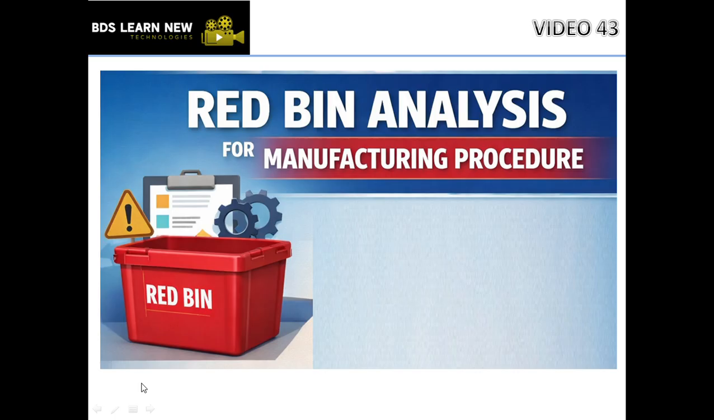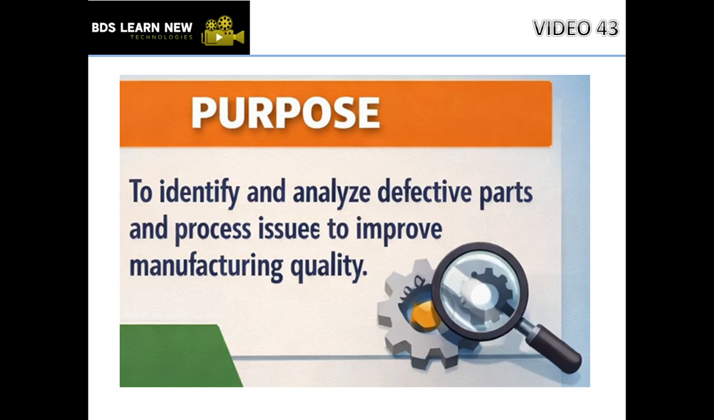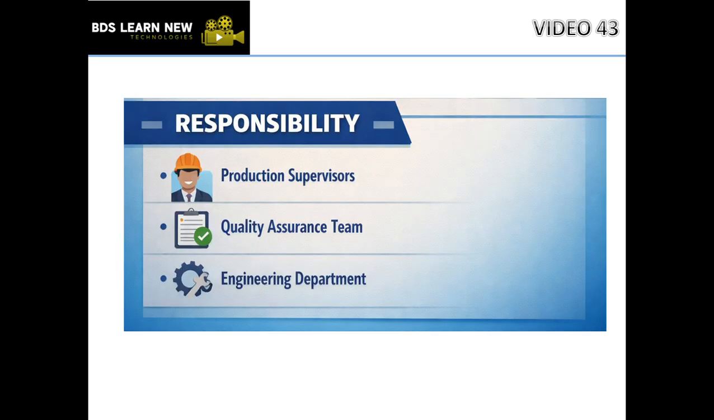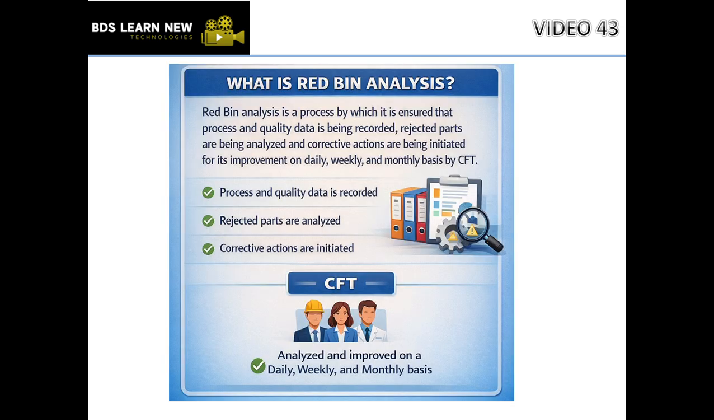Today's topic is red bin analysis for manufacturing procedure. Purpose: to identify and analyze defective parts and process issues to improve manufacturing quality. Scope: applies to all production lines and workstations in the manufacturing facility. Responsibility: production supervisors, quality assurance team, engineering department.